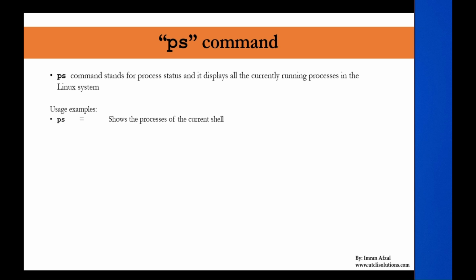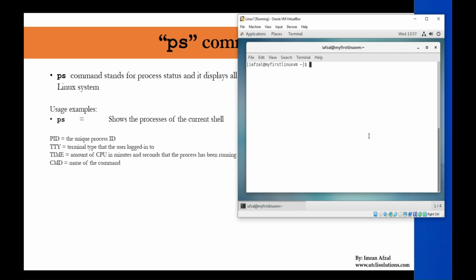When you run the PS command, the output will be in four different columns. One would be PID, process ID, TTY, time, and CMD. And what each stands for, you have that in front of you. But let's go into our Linux machine and run the PS command. So we are right here.